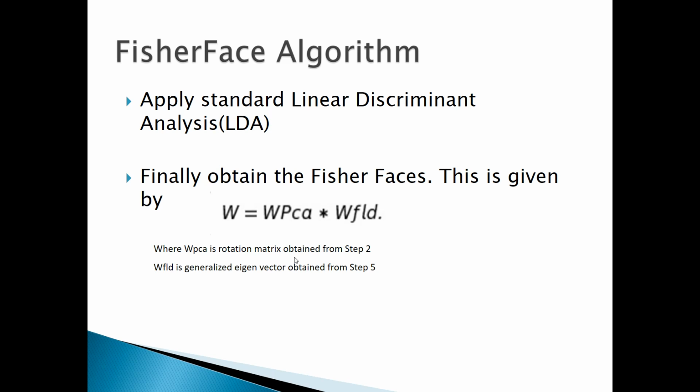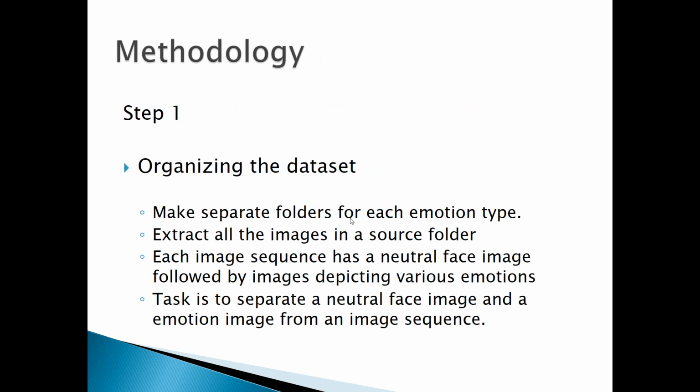This is given by the given formula, where WPCA is the rotation matrix which we obtained from step 2 after projecting the matrix in the PCA subspace, and WFLD is the generalized eigenvector obtained from the previous step, that is the linear discriminant analysis method.